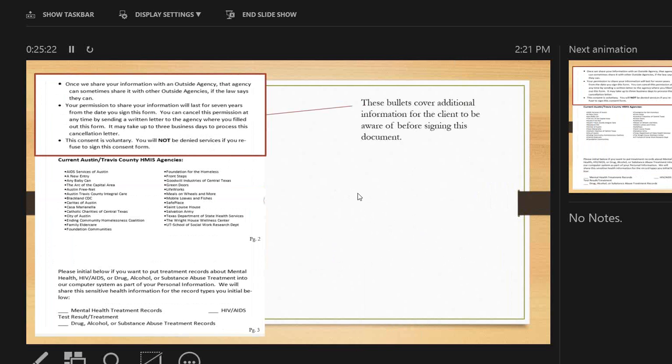So again, like we said before, most of that is pretty straightforward. Significantly, this is a change from the previous ROI in that the previous ROI did last for 7 years from the last time that data was updated. Instead, we've set this to 7 years from the date that they've actually signed the form. So instead, it's a hard date based upon when they made the decision and not a rolling date based upon when we actually get an update. Make sure clients do know that they can cancel this permission, and that the only thing they have to do is submit a written letter to wherever they filled out this form.